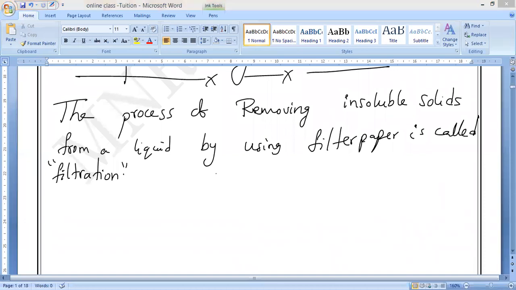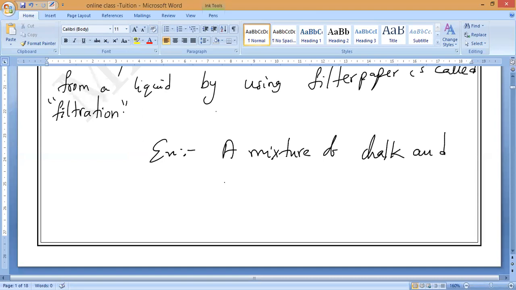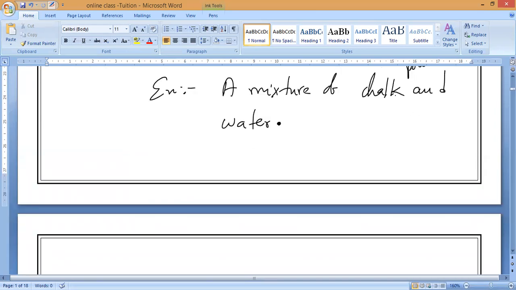So what is the use of filtration? If they ask you, what will you say? Separation of insoluble solids from a liquid by using filter paper, sir. Remember. For example, if we take a mixture of chalk powder and water, is it okay, guys?